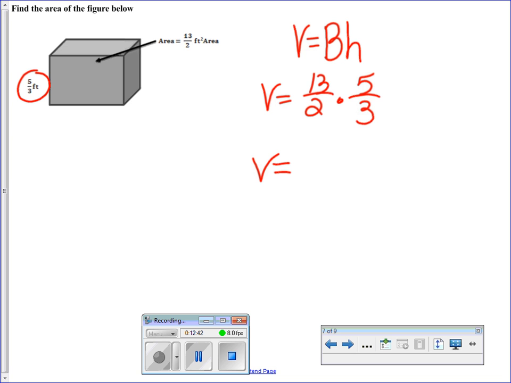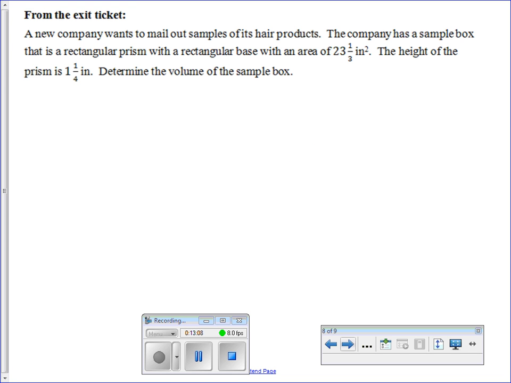So 13 times 5 is? So 6 goes into 60 10 times with 5 left over. And now it's feet cubed because it's volume. Okay? This is the exit ticket, but I added it to our notes. So I wanted to have another practice problem.